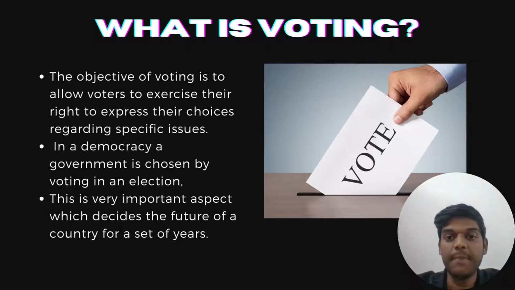Let us know what is meant by voting. The objective of voting is to allow voters to exercise their right to express their choices regarding specific issues. In a democracy, a government is chosen by voting in an election. This is a very important aspect which decides the future of a country for a set of years.